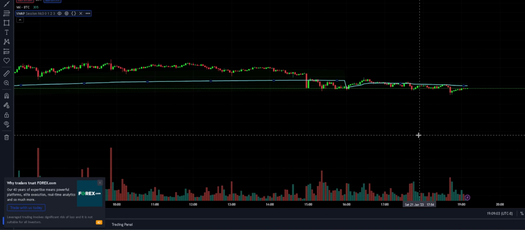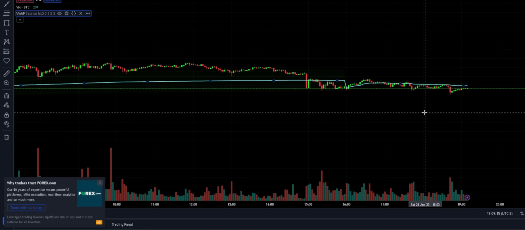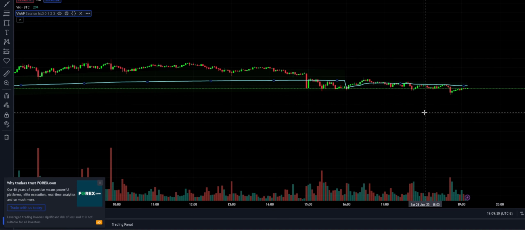The VWAP line is a valuable tool for day traders because it can help you identify key levels of support and resistance. I think the best tool you can use for that is this one. Again, it is my opinion. I'm sure there are other traders who use it in a different way, but that's how I use it.